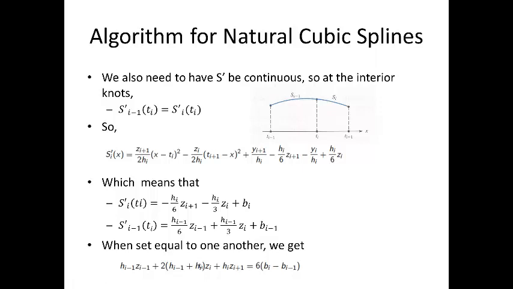Now, the figure on the right is a cubic spline with adjacent pieces S sub i minus 1 and S sub i. And basically that shows the first bullet point, which means we have S prime continuous.